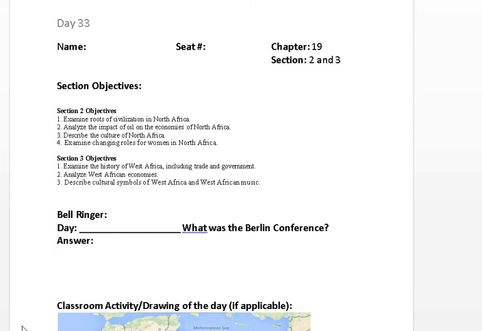Today's lecture will be over Chapter 19, Section 3. Objectives: Number 1, examine the history of West Africa, including trade and government. Number 2, analyze West African economies. And number 3, describe cultural symbols of West Africa and West African music.